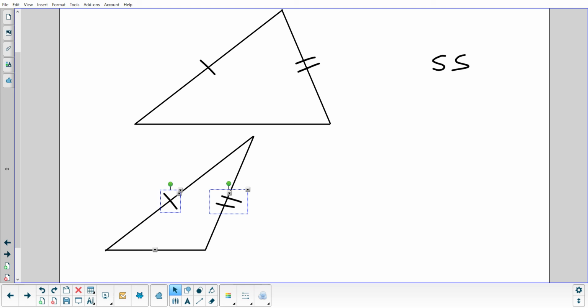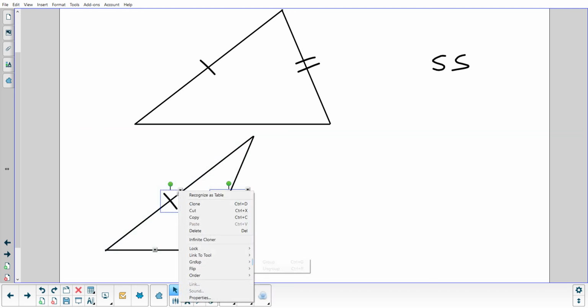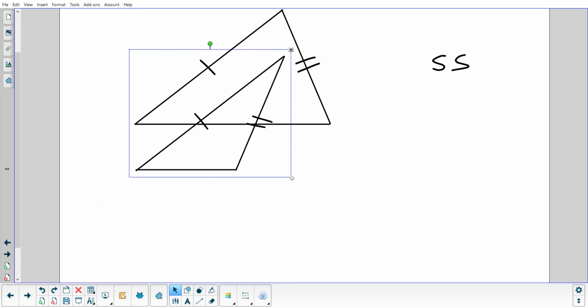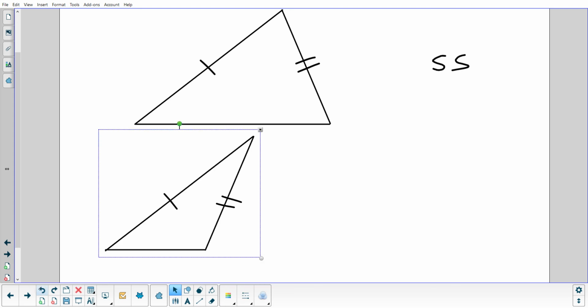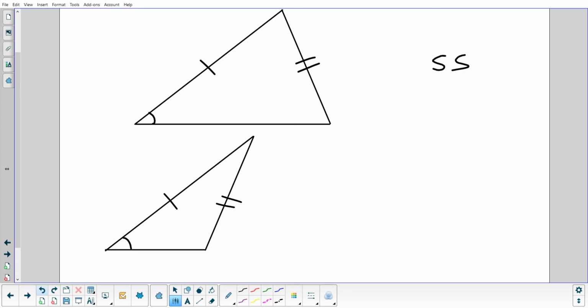If I just take all this and group it all together and just move it up so you can see it for a second. Not perfect, but those two angles in the lower left are exactly the same. All right, so now this angle matches this angle.